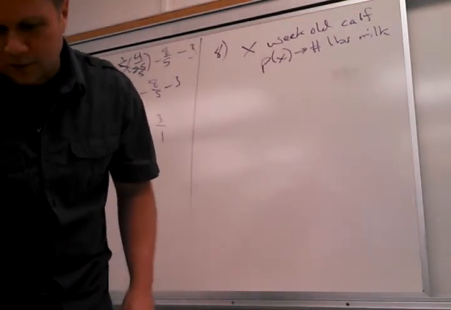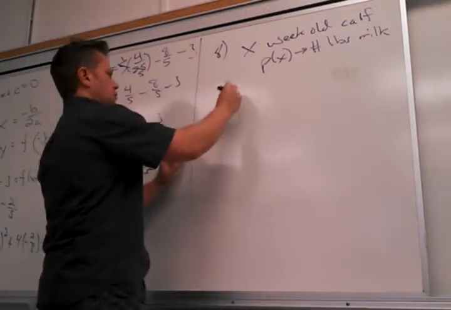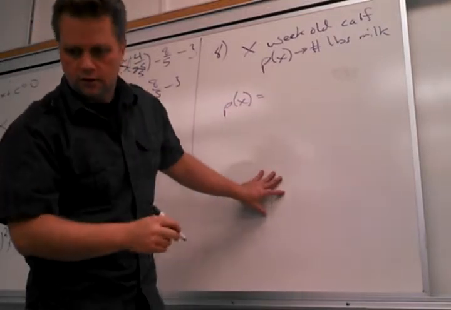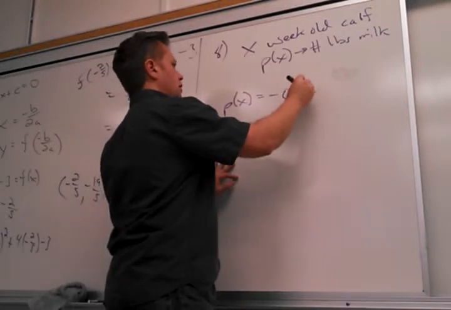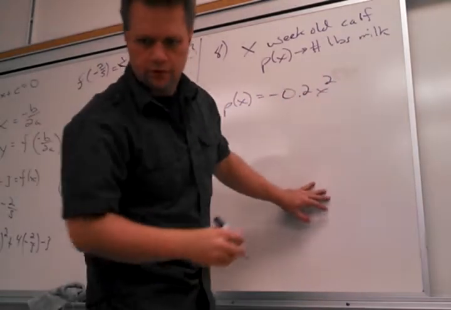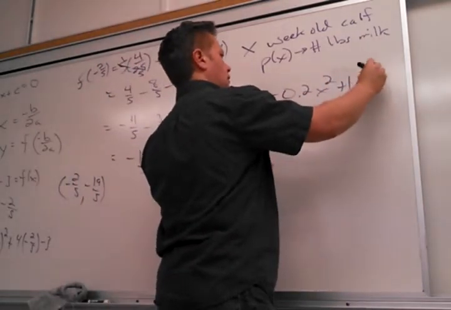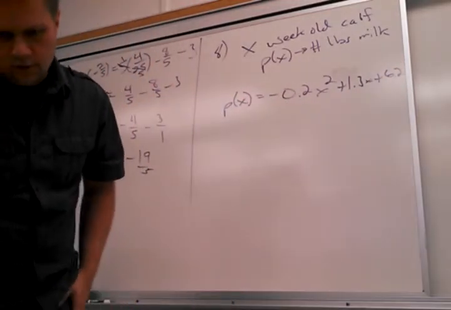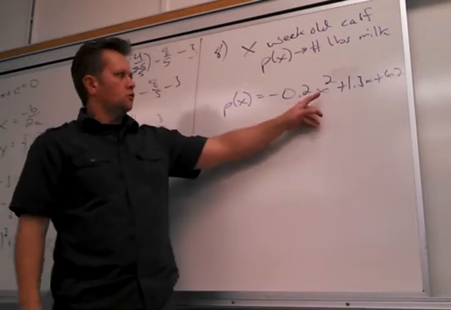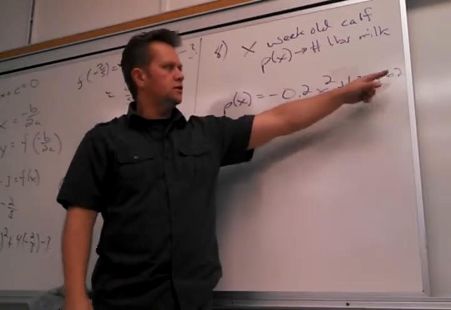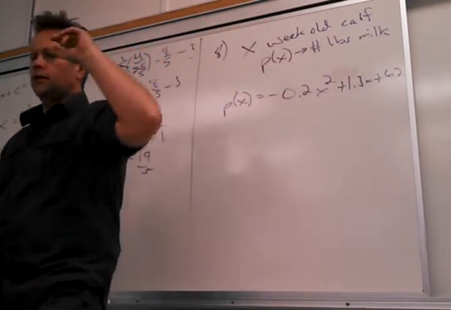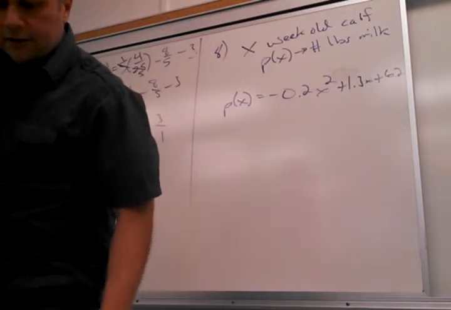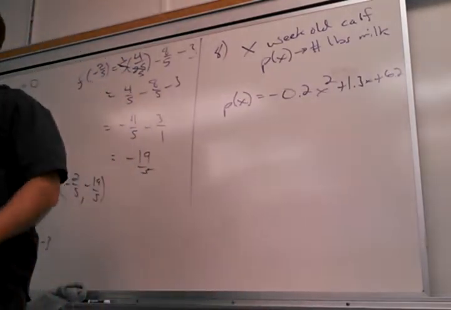Where'd it go? There it is. So here's the equation. The pounds of milk is negative 0.2 x squared plus 1.3x plus 6.2. So if you had a 1-week-old calf, you would plug the number 1 in, you'd see how many pounds of milk it needs. So the question is, when is the calf's milk consumption the greatest?